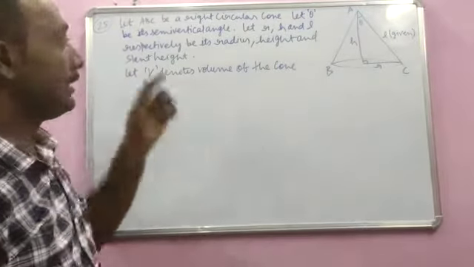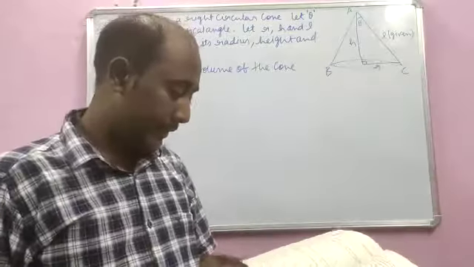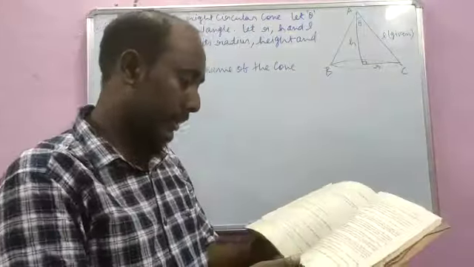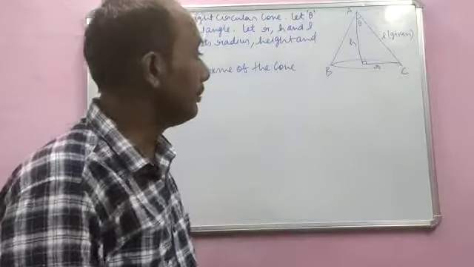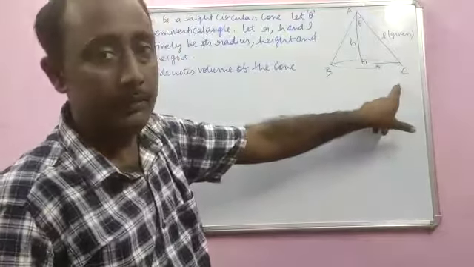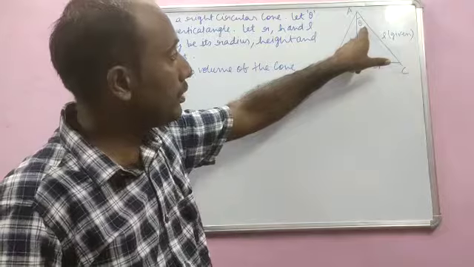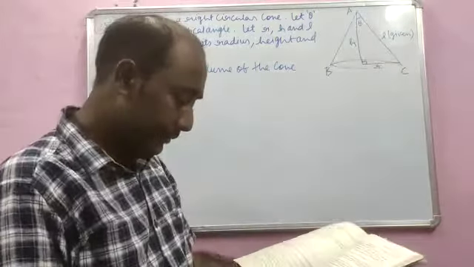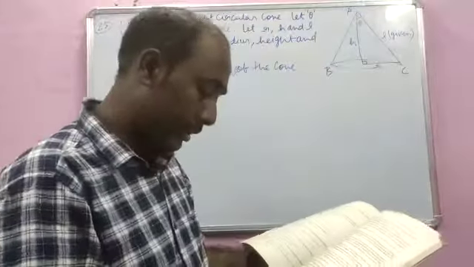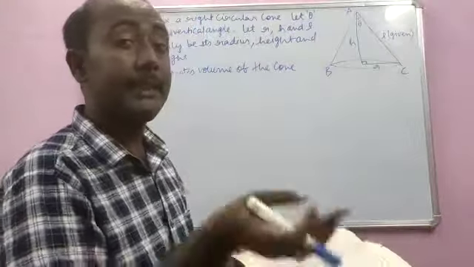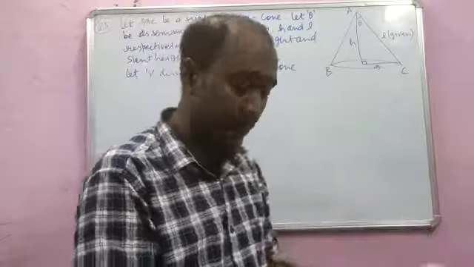So here I am with another question, number 25 of the same exercise. First I try to make you understand about the question part. The semi-vertical angle of the cone of maximum volume. See here ABC is a cone, theta is the semi-vertical angle. We have to show that the semi-vertical angle, this theta part of cone of maximum volume and of given slant height is tan inverse root 2.